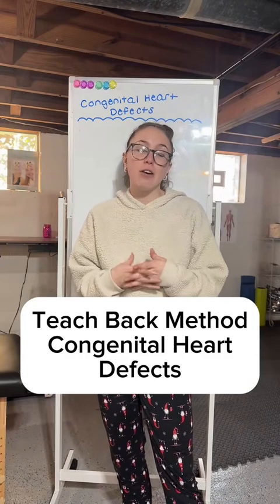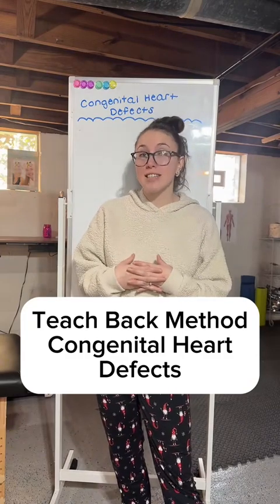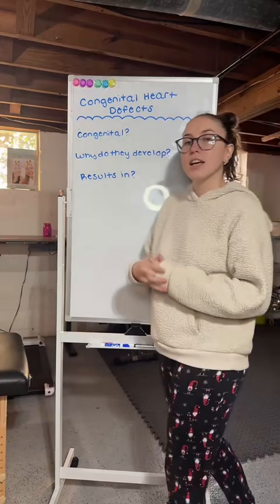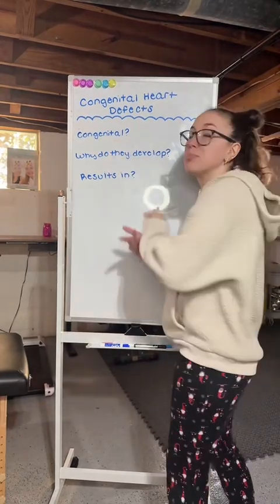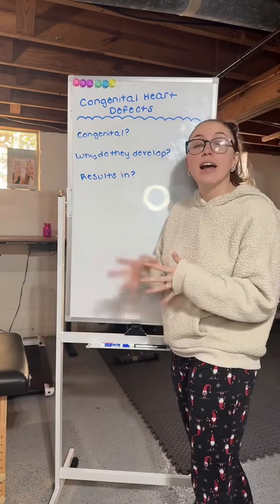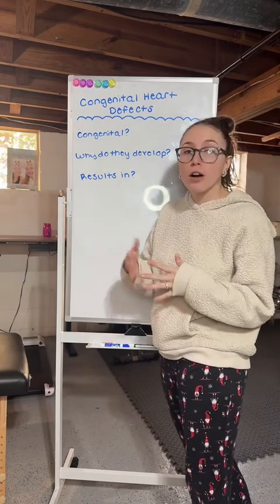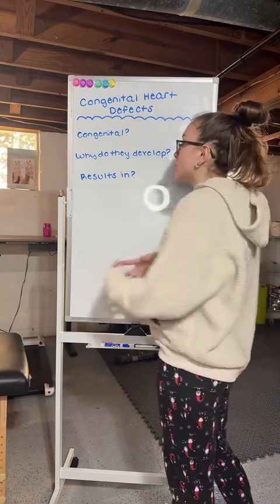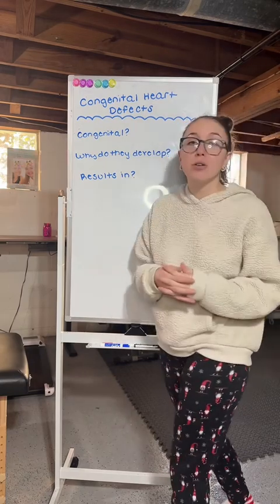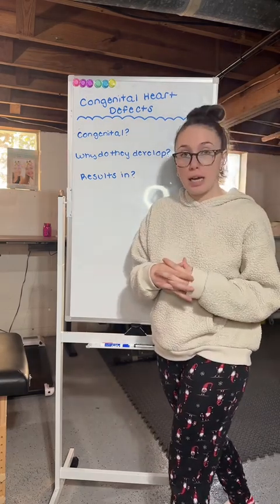For today's video, I'm going to be discussing congenital heart defects. Let's break it down. Let's discuss some introductory terms. So, congenital simply means existing at birth, and congenital heart defects occur when the heart or its blood vessels do not form properly. So this actually results in atypical cardiac circulation within the body.